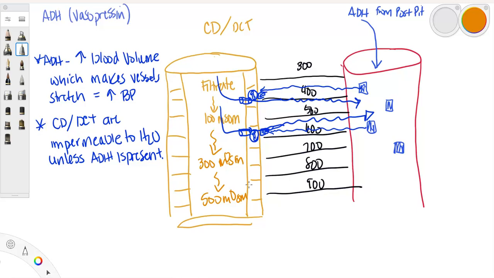All right, so next let's talk about aldosterone.